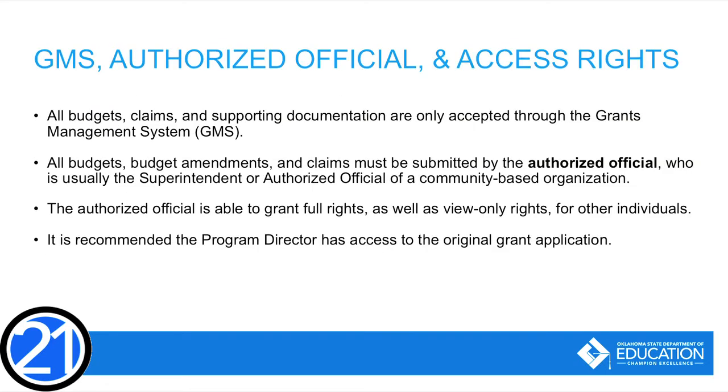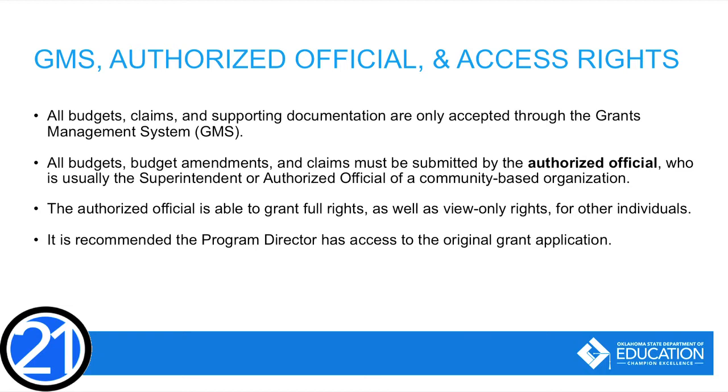Oklahoma uses the Grants Management System, or GMS, and all school districts and organizations will utilize GMS to submit your budget, your claims, and to upload supporting documentation. The authorized official is the person granted specific rights by the local Board of Education that has the authority to bind the local education agency. The authorized official is usually the superintendent or the authorized official of a community-based organization.